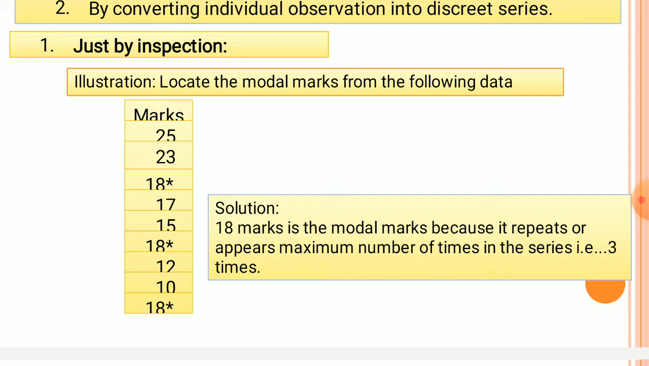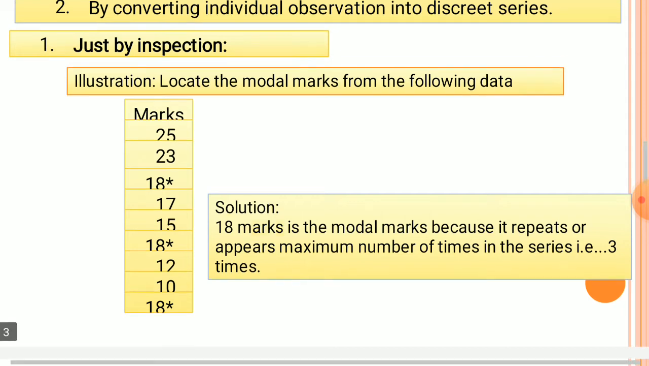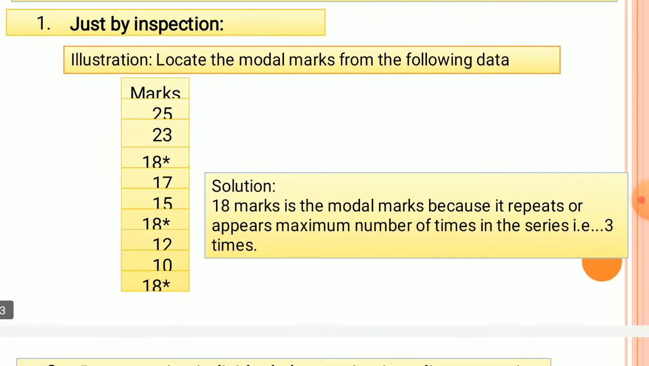In that case, with a bimodal, the value of the mode cannot be determined exactly. So if it is bimodal, then the mode can be calculated by using the equation Z is equal to 3 median minus 2 mean. This is the equation which is used for calculating mode when it is bimodal.